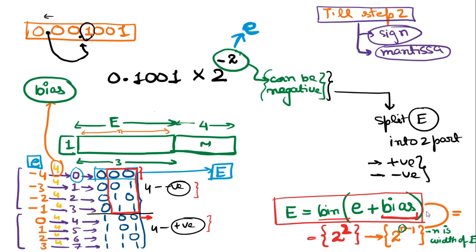How are we calculating bias? We are calculating bias using the width of the exponent. If the width of the exponent is n, then 2 to the power n minus 1 is the bias. And we add this bias to the actual exponent, so we will add this to the actual exponent, and this value is the value that will be put inside this section.